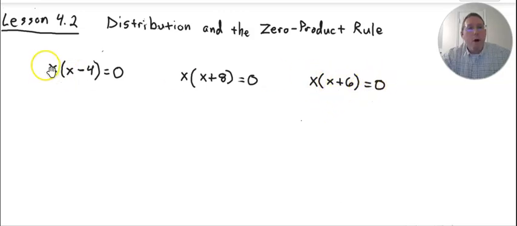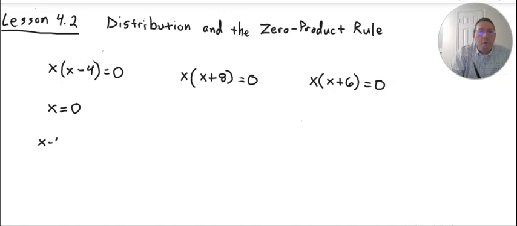Okay. Now, note that we have a monomial times a binomial, and it's equal to 0. Well, by the zero product rule, that means that either x is equal to 0 or x minus 4 is equal to 0. That must be true. The only way we can get 0 as an answer by multiplication is if either x is equal to 0 or x minus 4 is equal to 0. So the very first thing we're going to do here is set up two problems. One of them is going to say x is equal to 0. The other one is going to say x minus 4 is equal to 0. Now, they both can't be true, but one of them has to be true.